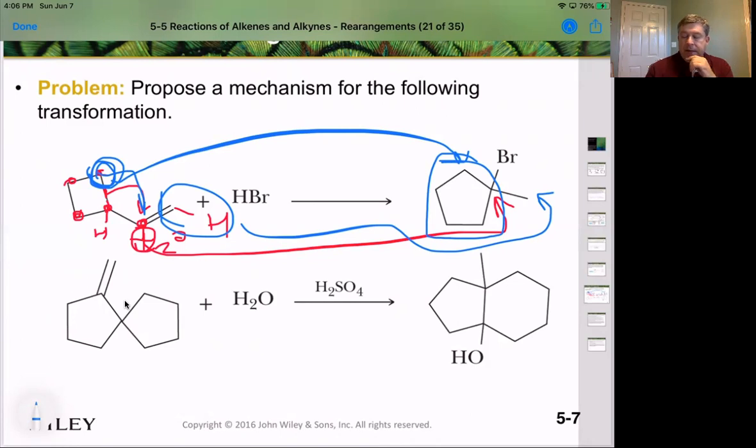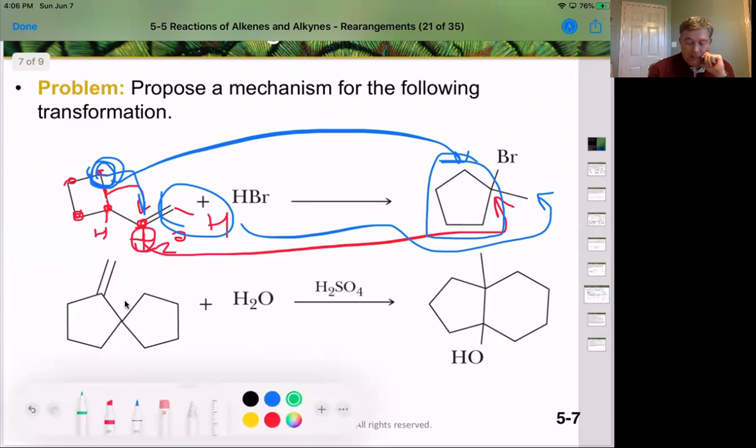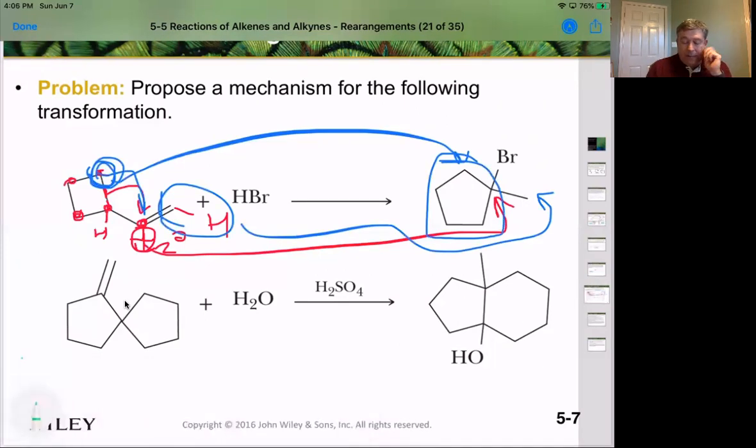So let's look at this last one and see if we can figure out how this one's working now. I'm gonna use green now so we can do it. So let's see, if we're gonna add water across here, that means the hydrogen's gonna add to this side, giving us a carbocation here, okay? Ooh, that's a tertiary carbocation, okay? But what we also have is this carbon here has 4 carbons bonded to it.